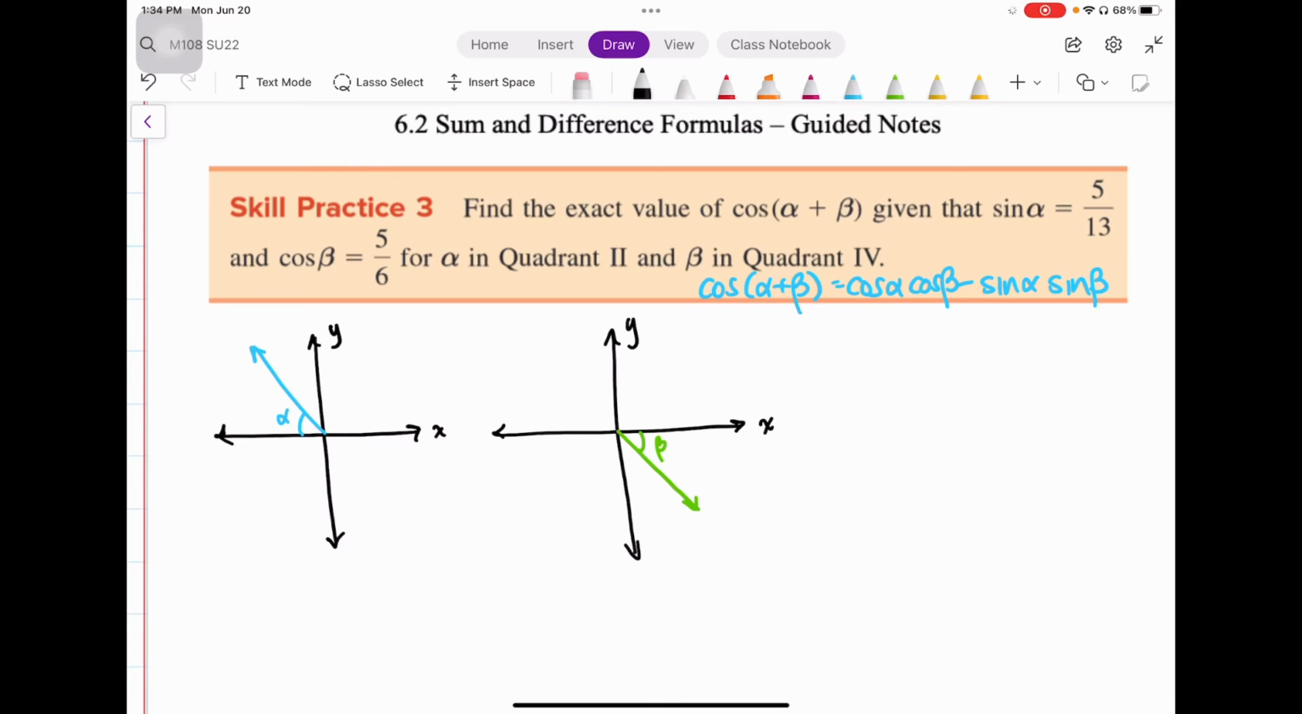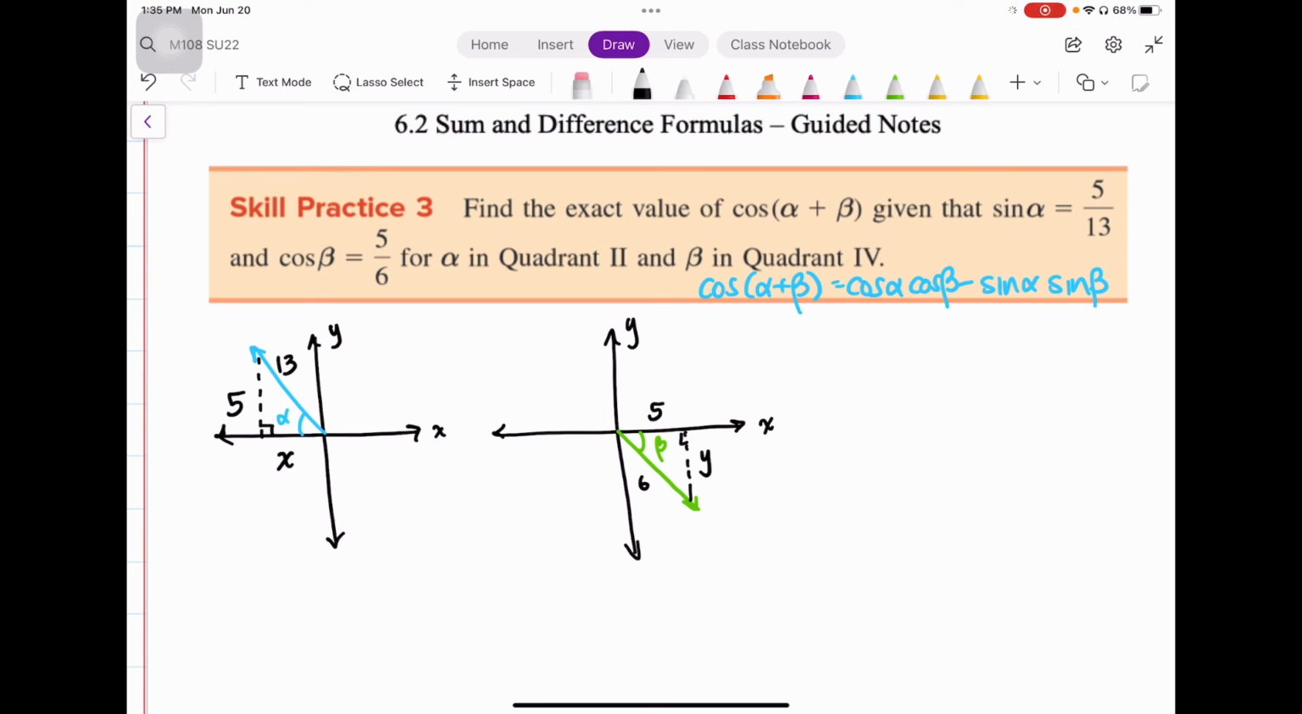First of all, we are told that alpha is in quadrant 2 and beta is in quadrant 4. And remember that these are always angles in relation to the horizontal axis. So I'm now going to draw a triangle so that I can fill in the components that we have. Alpha's sine is 5 over 13. That means that opposite is 5 and the hypotenuse is 13, which means we need to figure out what the x value is. It's in the second quadrant, so it's going to be negative.